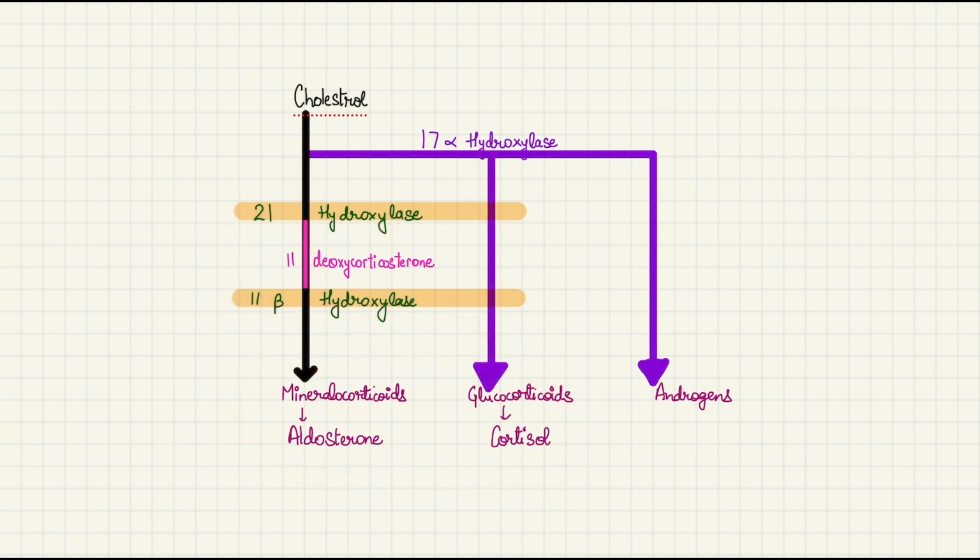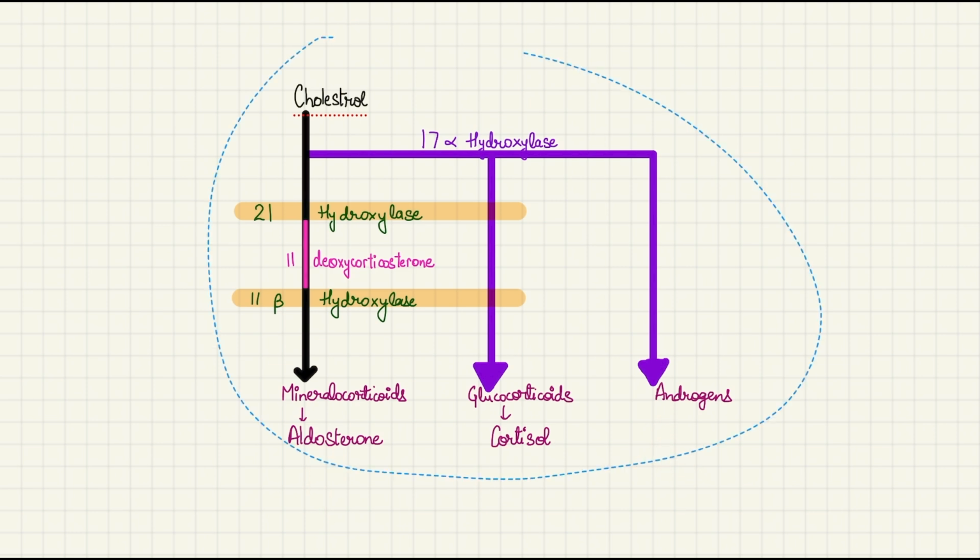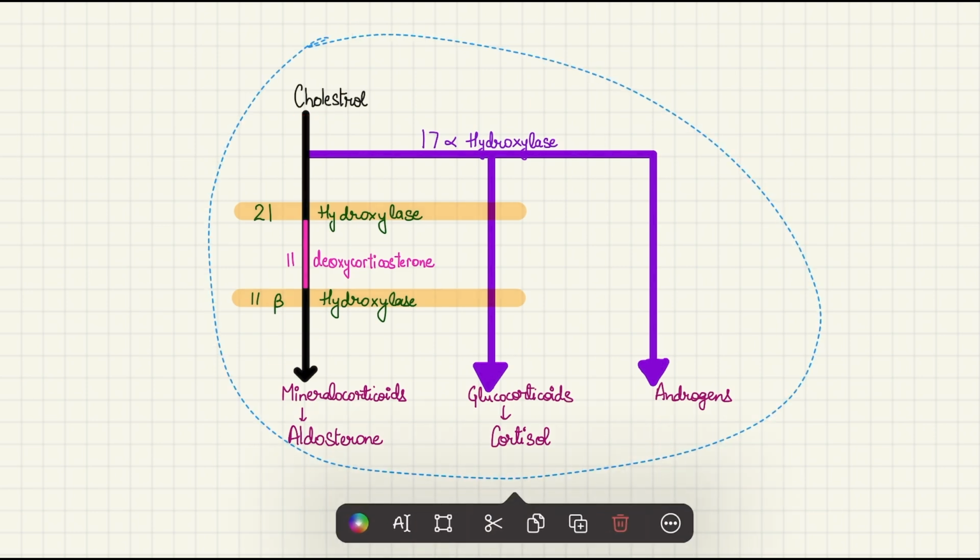So to build this framework, you can very easily draw it. Start with cholesterol and just remember the order 17, 21, 11. And then the deeper we go, the sweeter it gets. So we start with mineralocorticoids like aldo, glucocorticoids like cortisol comes next, and then finally androgens, from which all sections of the adrenal cortex they are being produced: zona glomerulosa, zona fasciculata, and zona reticularis. Right? Now let's take this framework and apply it to our question.